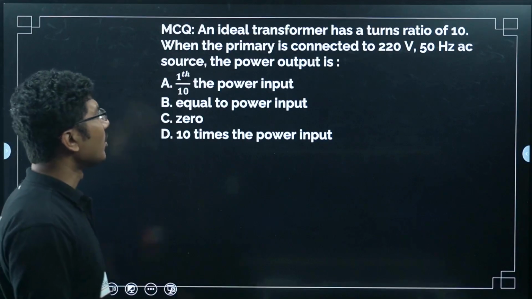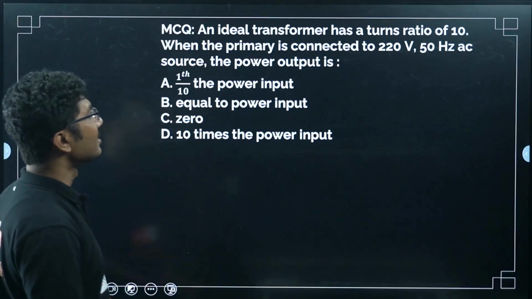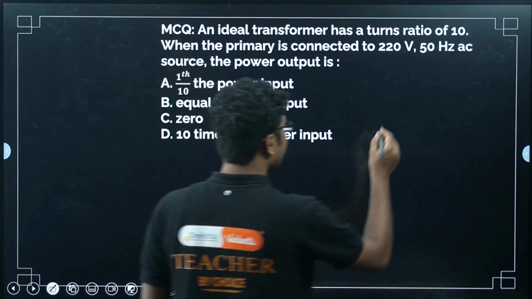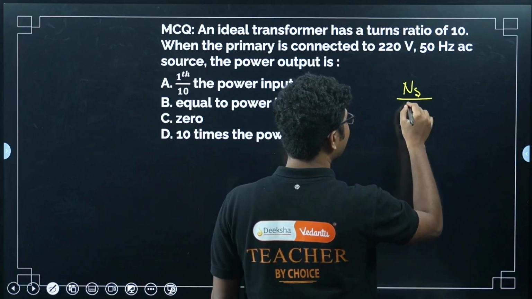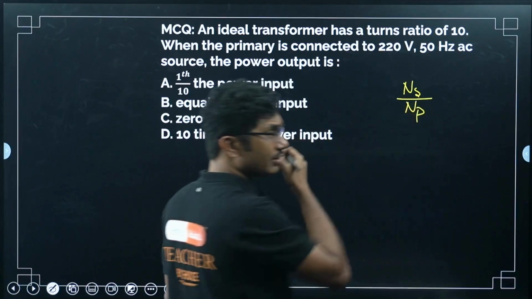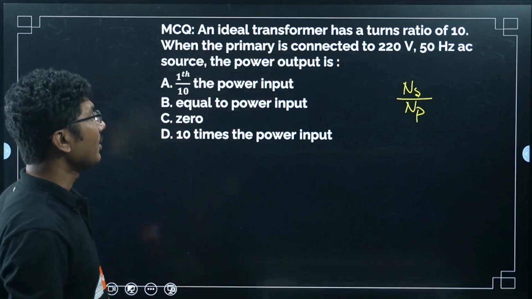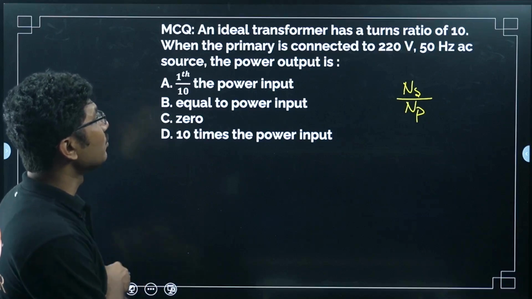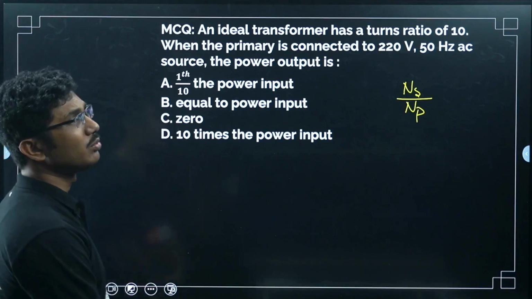Now let us solve one more numerical. An ideal transformer has a turns ratio of 10. What is the turns ratio? Turns ratio is the number of turns in secondary divided by the number of turns in primary. So you need to remember that turns ratio means secondary by primary. Okay, the turns ratio is 10. When the primary is connected to a 220 volt 50 Hz AC source, the power output is.